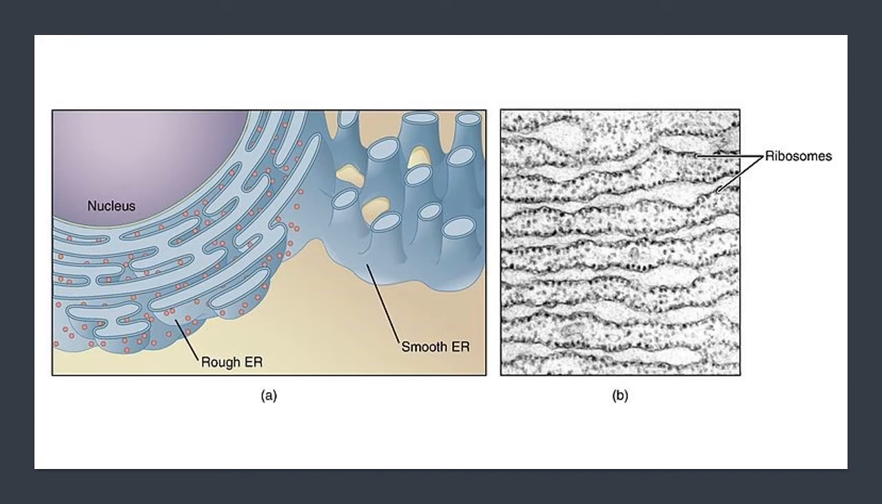So here's our image of our rough and smooth ER, and you notice that all of it is contiguous with the nuclear membrane. The rough ER, which we also see on this image to the right, is what we call an electron micrograph. An electron microscope was used to look at the rough ER, and you can see all of those black dots are the ribosomes that are on the membrane. So the rough ER contains ribosomes.